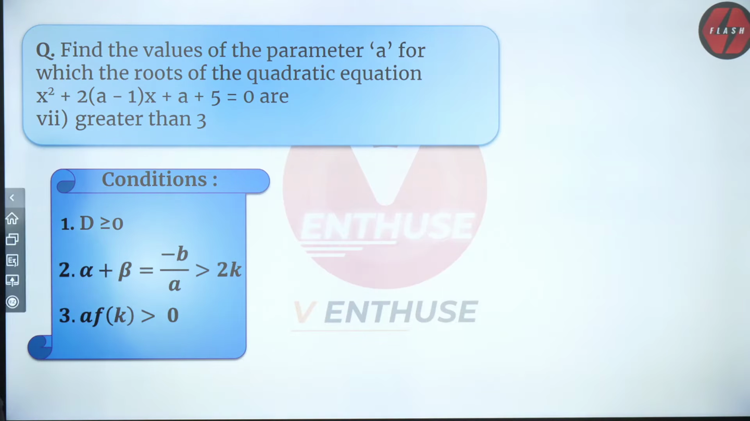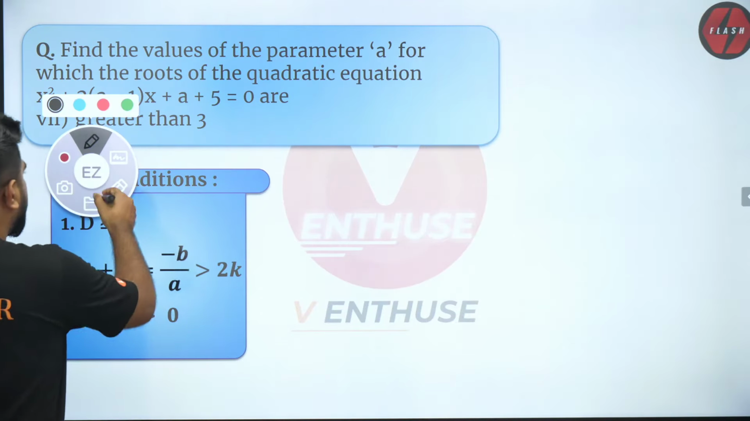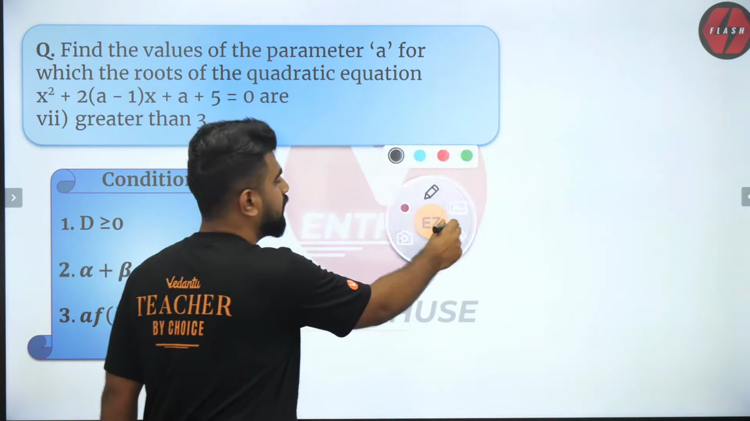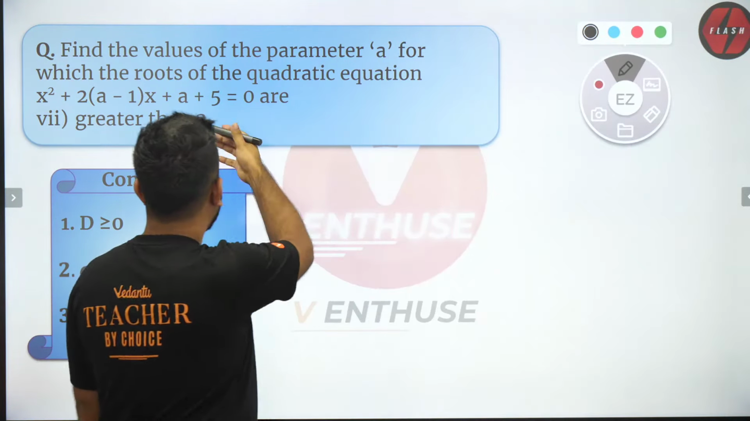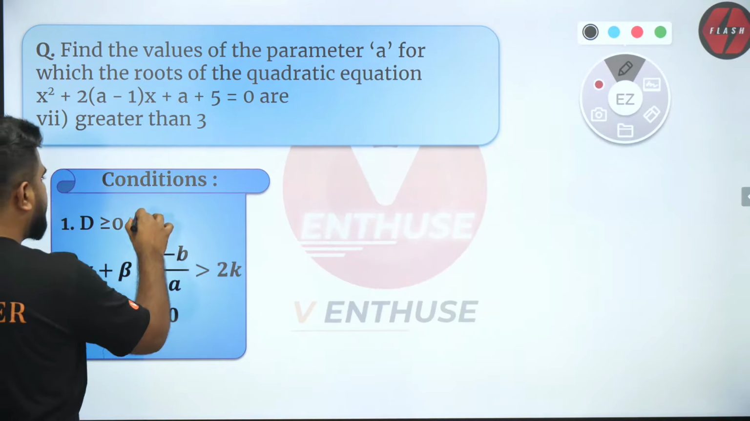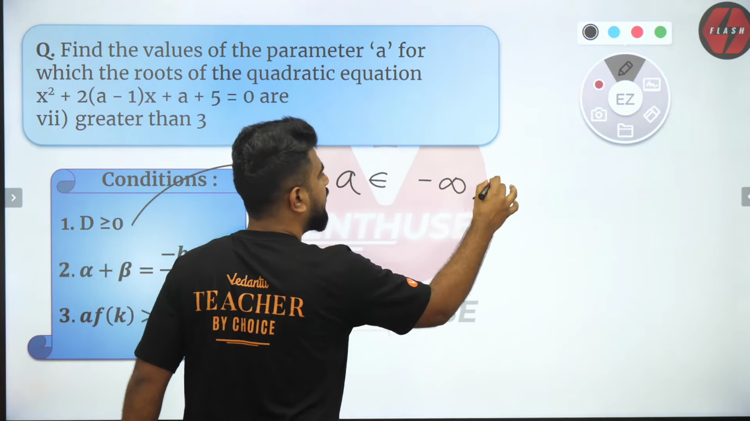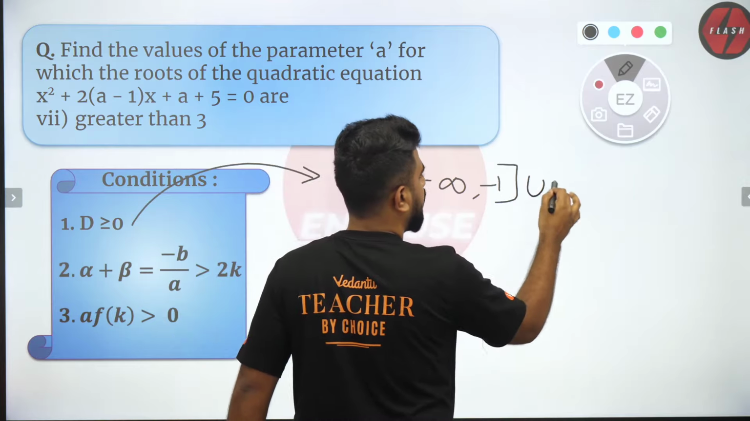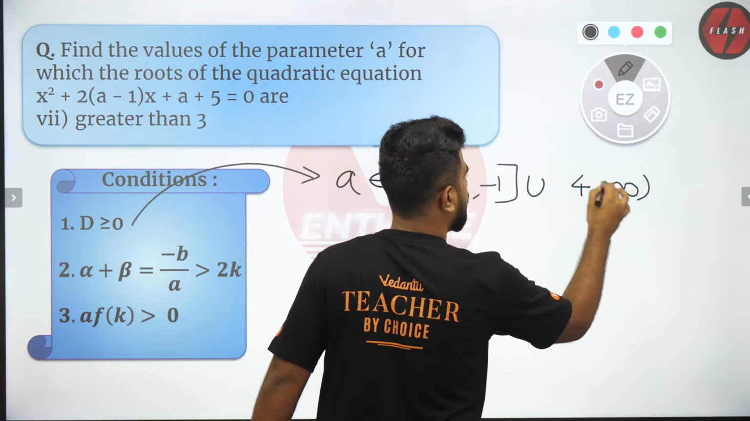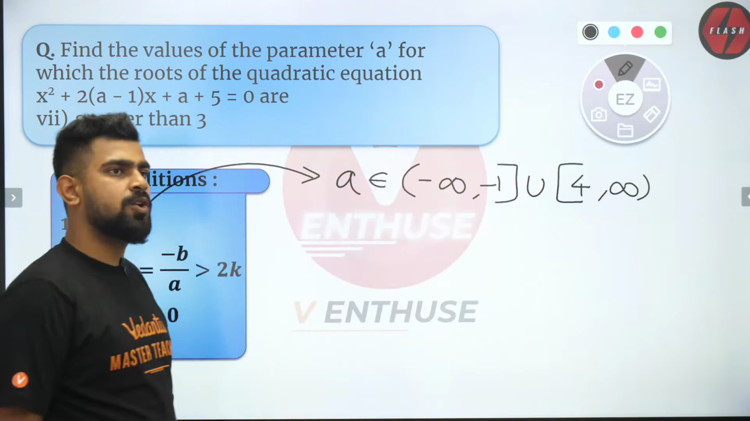So yeah, let's finish it off, guys. As I said, the next question, you can take it as homework. Comment down the answers, because it is just an extension of this. So first, d greater than or equal to 0 gives a belonging to minus infinity comma minus 1, because we have been solving it multiple times in this question itself. So I hope you guys got it.